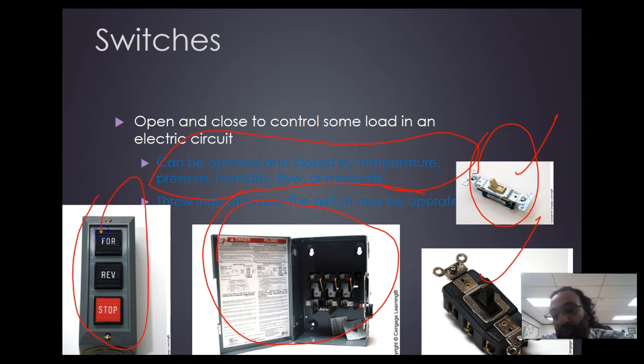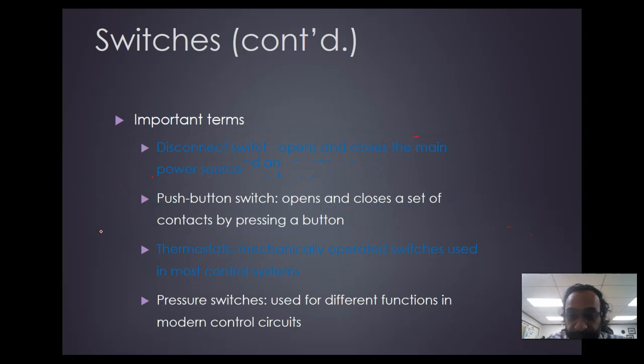So switches that open and close a circuit can be conditional or just manual operation. And these are toggle switches, meaning that they can go back and forth. Disconnect switches open and close the main power source for the equipment. So that's what we mean when we say disconnect switch. It's not the regular on and off switch. It's the disconnect switch to cut the power from the entire equipment.